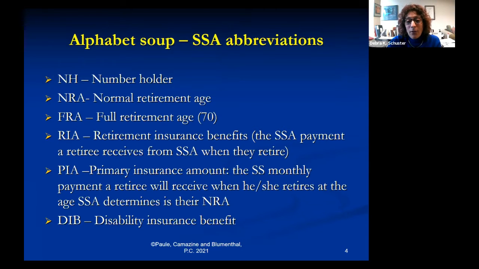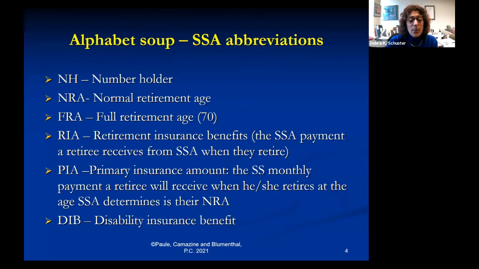So, like so many other governmental agencies, Social Security is a melange of alphabet soup. Lots and lots of abbreviations. So, some of the principal ones that we'll be talking about tonight. NH refers to the number holder. That is the Social Security number that is actually on your Social Security card. So people can receive benefits under someone else's number. So that's why NH is actually an important abbreviation. Spousal benefits, disabled child benefits can be under someone else's Social Security benefit record. NRA, as we have already talked about, is the normal retirement age.